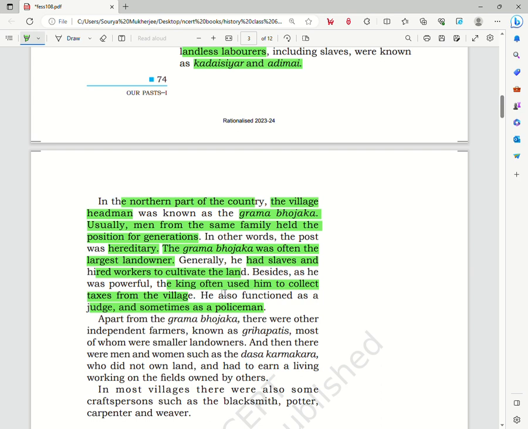Then we also see the other functions that the Gram Bhojaka played, that of a judge or sometimes of a policeman. So if any crime or dispute arises in the village, the Gram Bhojaka acted as a judge and a policeman to sort out these disturbances that were taking place in the villages.